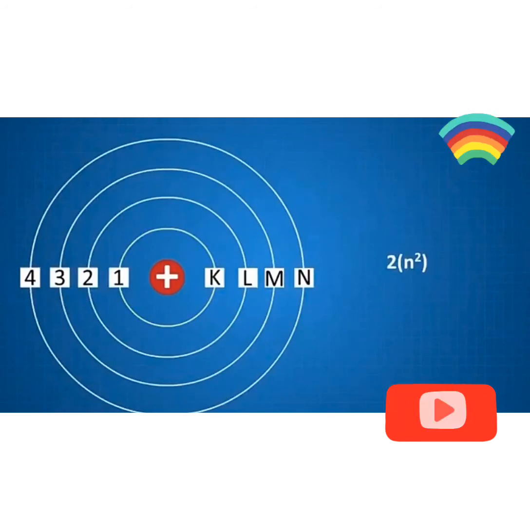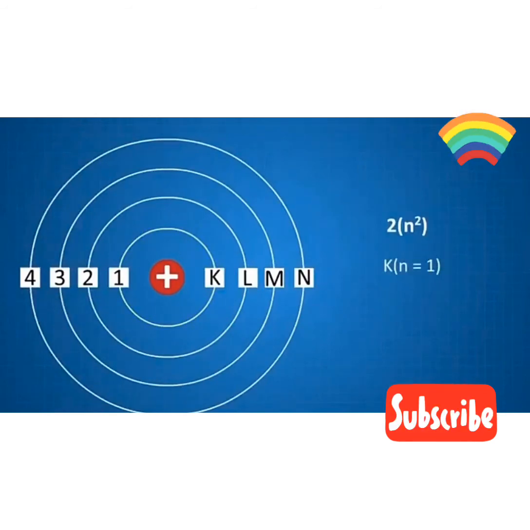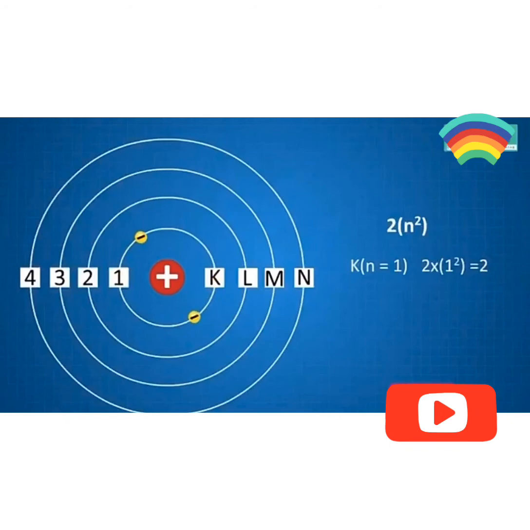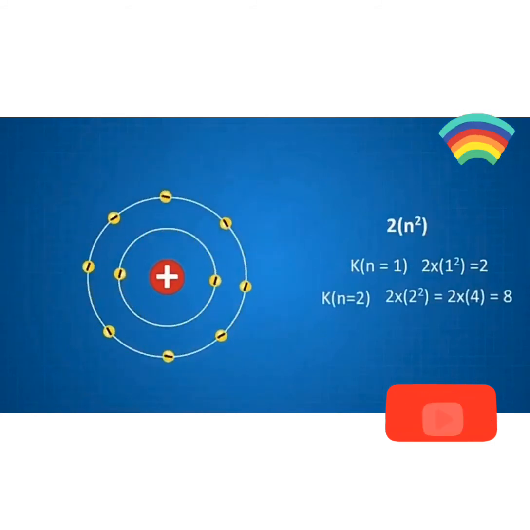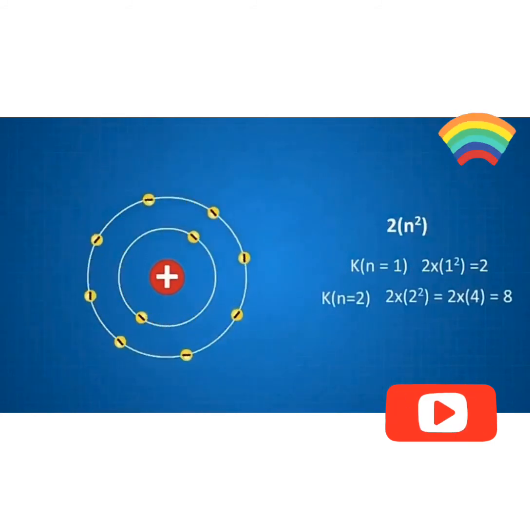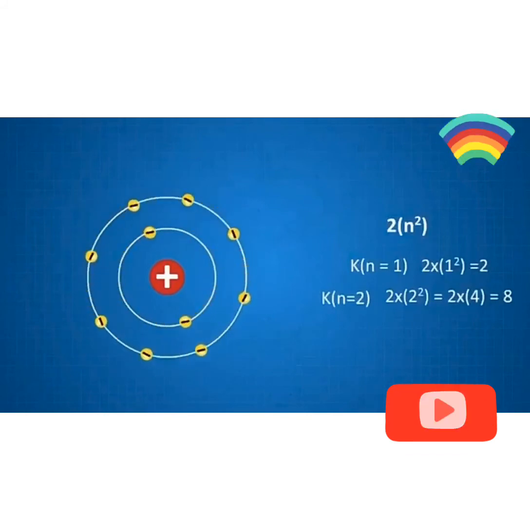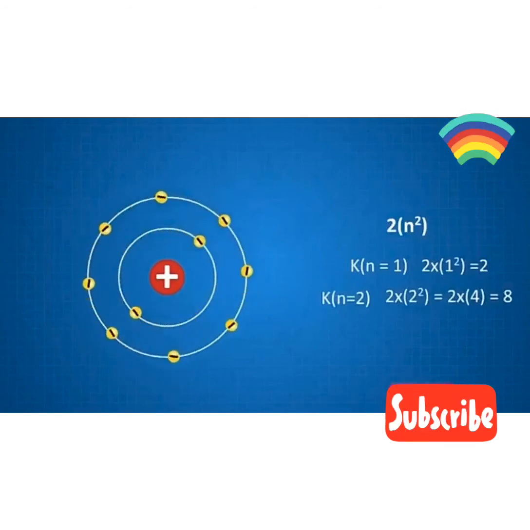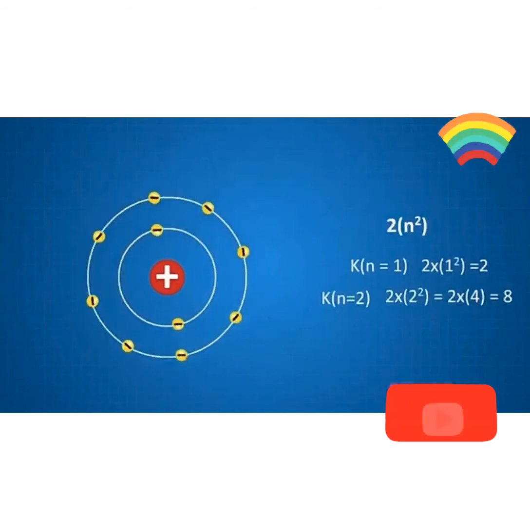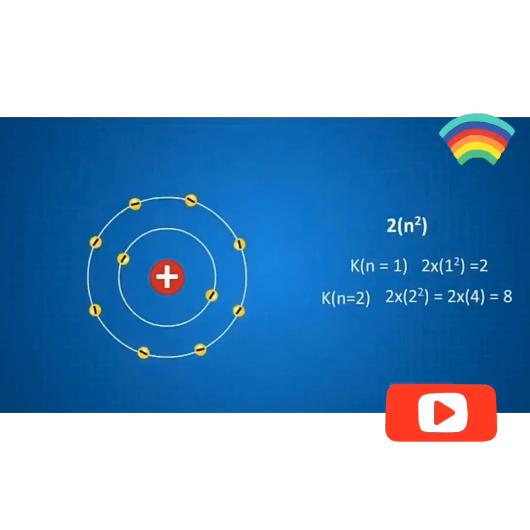For example, in the first shell K, n equals 1, the number of electrons would be 2 x 1² equals 2. And in the second shell L, n equals 2, the number of electrons would be 2 x 2² equals 2 x 4 equals 8. So, he concluded that the electrons revolved around a positively charged nucleus in fixed orbits. Even though the Bohr model was widely accepted and formed the base of several scientific innovations.